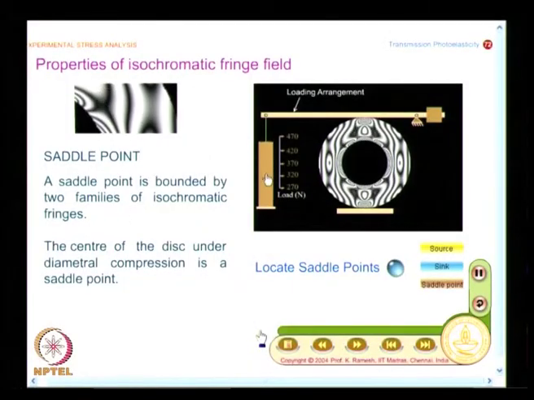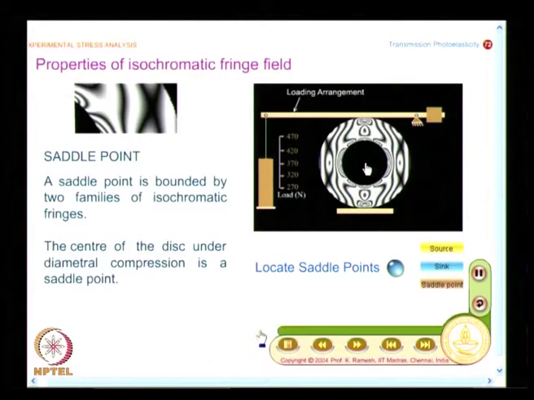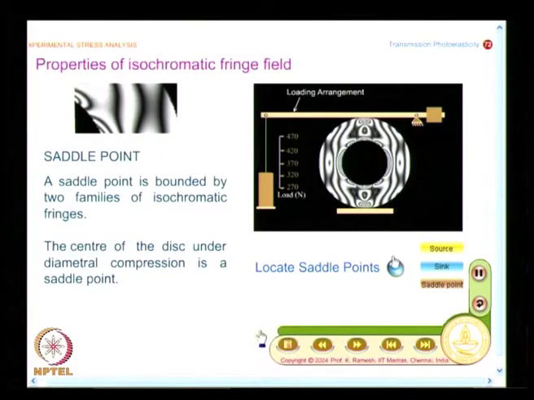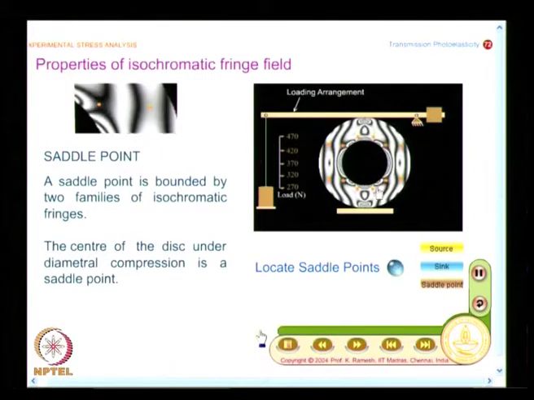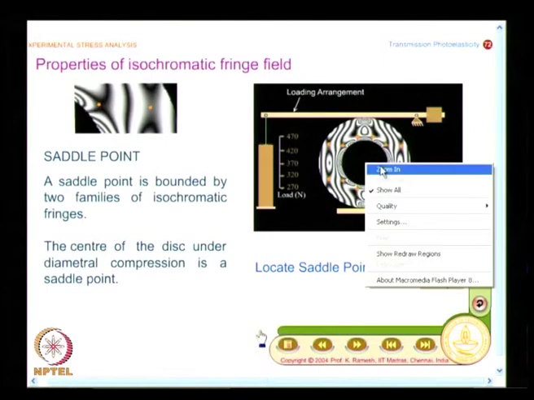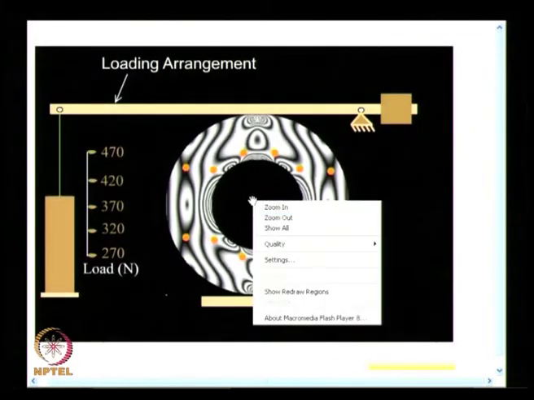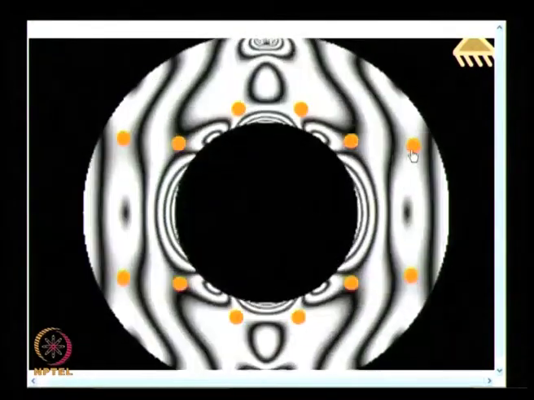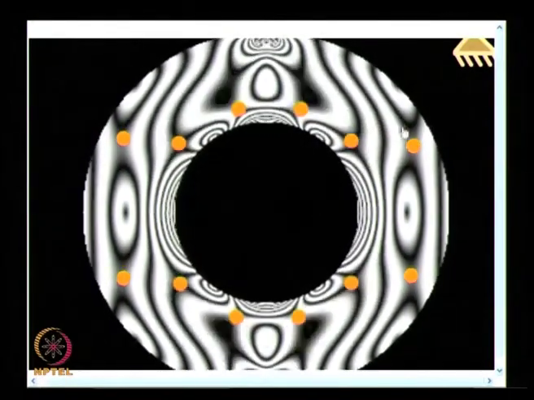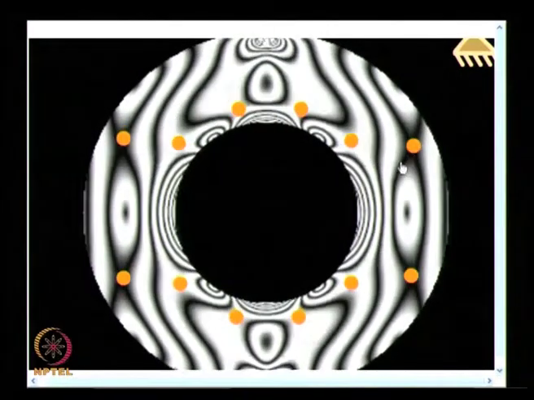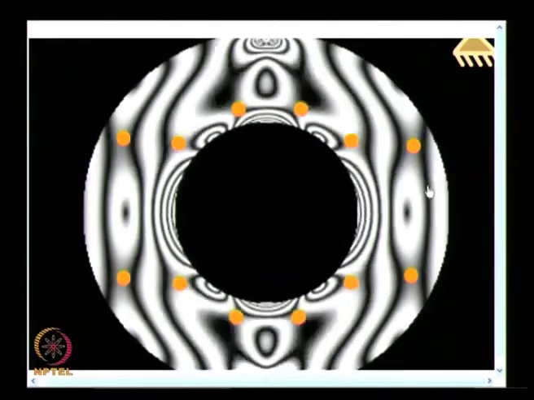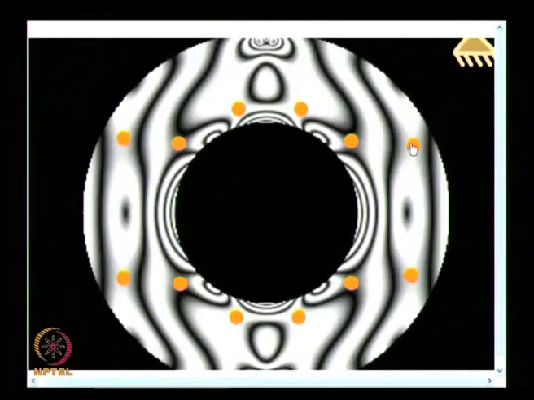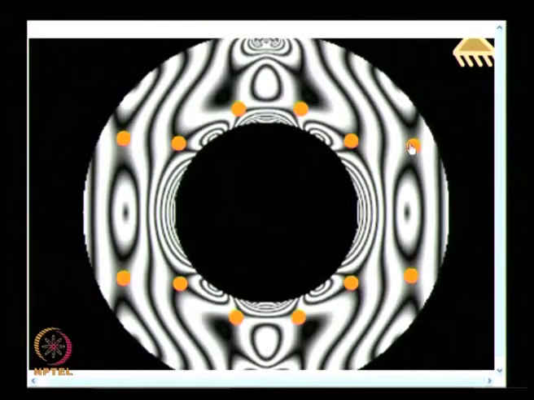And what you have here is we will also look at some of these aspects. What I will do is I will locate the saddle point and then magnify this picture and then look at the feature. So, what I have here is the fringes merge like this. So, you have this kind of a feature. So, wherever you have this feature, you have a saddle point located.